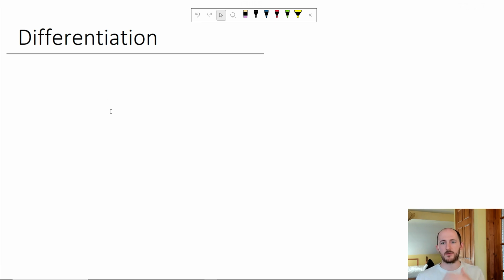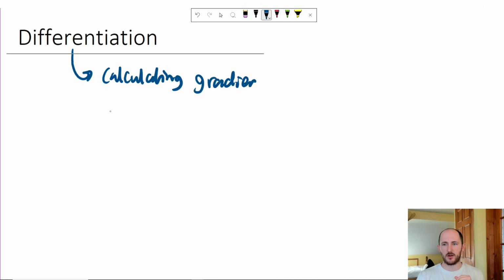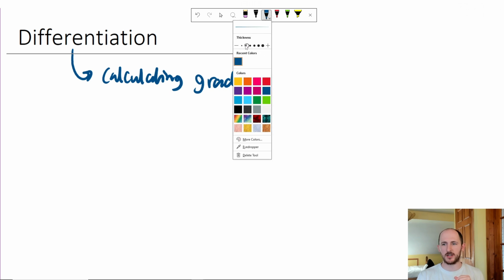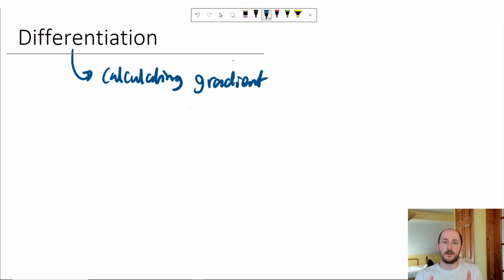So from first principles, differentiation simply is a way of calculating a gradient. Now you might think, well, why the hell would we need that when we already have the good old-fashioned change in y over change in x? Well, that really only works for straight lines.